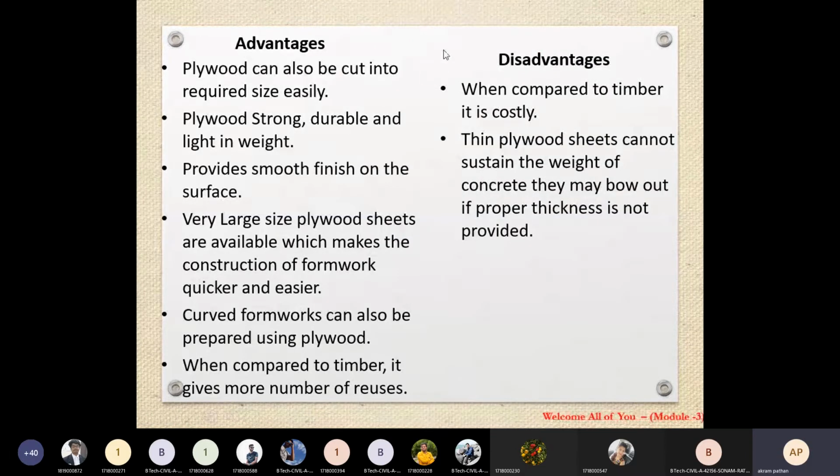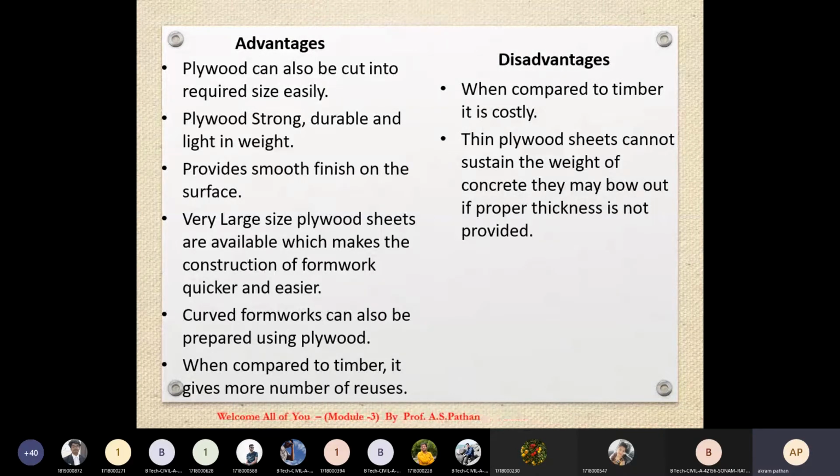Now if you look at the list of advantages of plywood formwork, it has huge advantages. Plywood can be cut into the required size easily. If you want to cast a huge length of any element, we can cut it to the required size easily. Another advantage is that plywood is strong, durable, and light in weight.